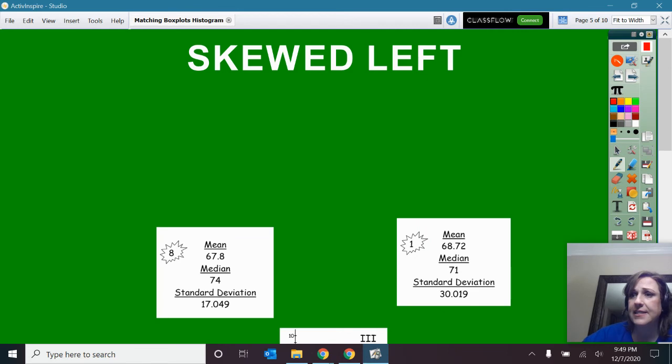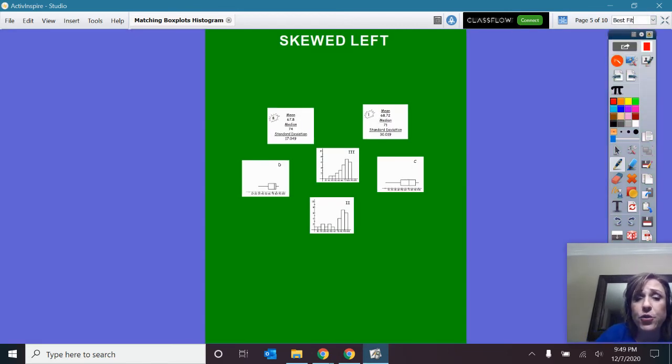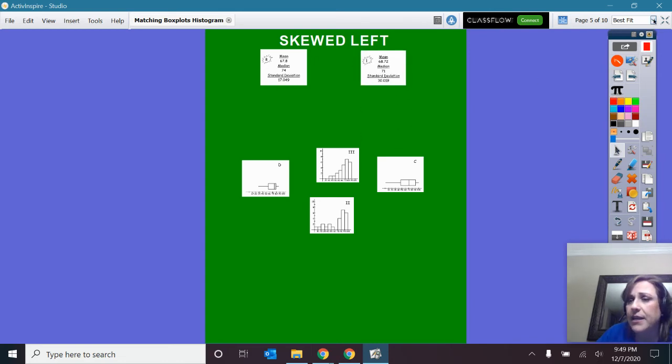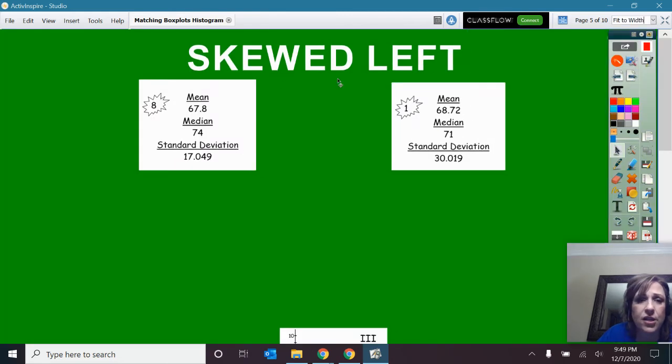Say that this is our data set of all the skewed left items. So let's move those around. I like to start with the data. Look here. Here's a skewed left, standard deviation 17. This one has a standard deviation of 30. So I have my less varied on the left, my more varied on the right.